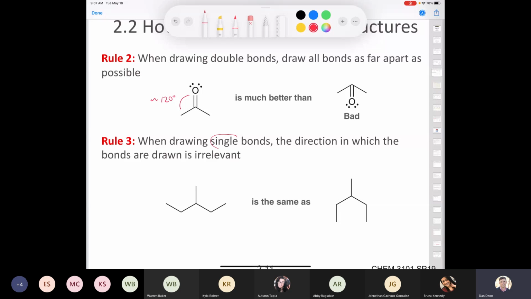When you have single bonds, the direction in which the bonds are drawn is irrelevant, right? Because we know that we have free rotation around this bond and this bond. So both of these represent the exact same thing, okay?